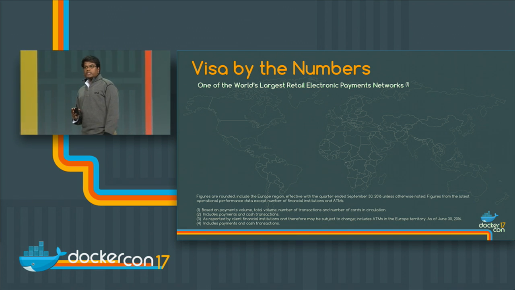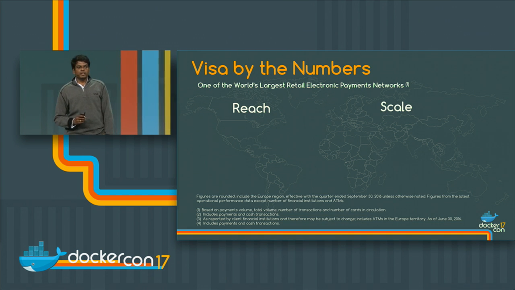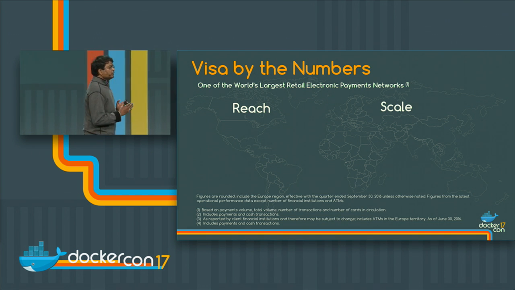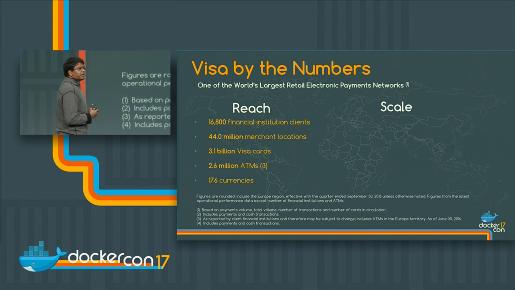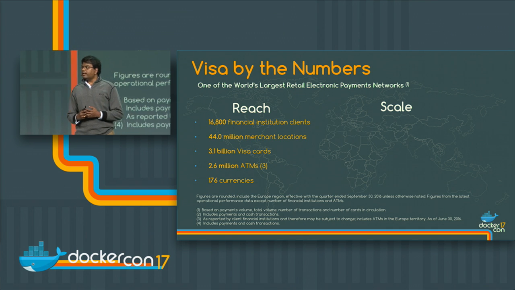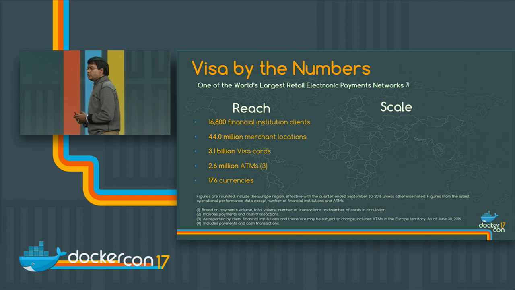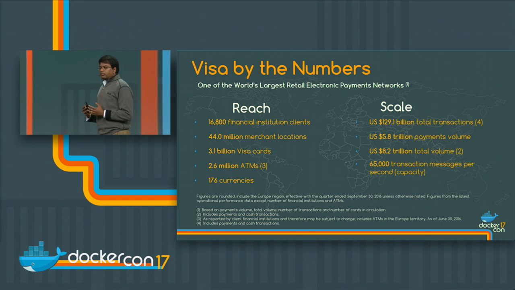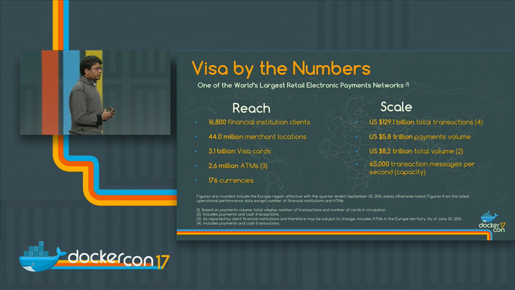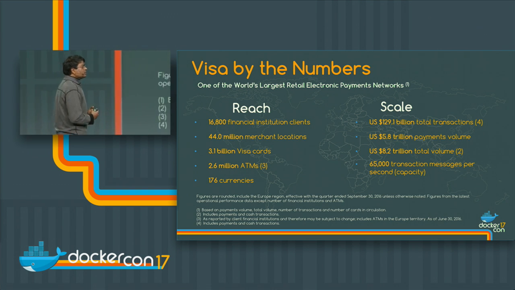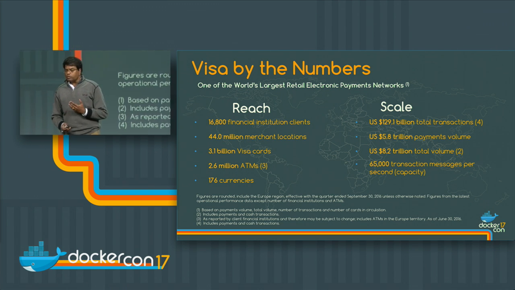We are one of the largest payment service providers. When we talk about being the largest, there are two ways to look at it: the reach of Visa, and the scale of Visa. When it comes to reach, this is as global as you can get. 176 currencies, 3.1 billion cards issued. And when we think about scale, we process about 130 billion transactions and about $5.8 trillion worth of payment volume every year. So what's our strategy?